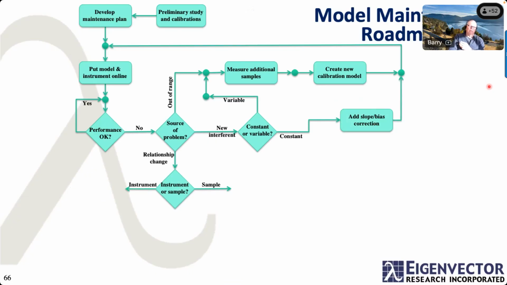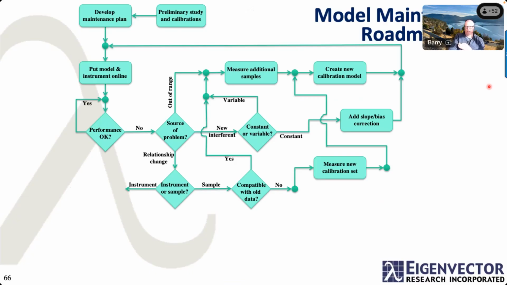Okay, what about a relationship change? Well, is it the instrument or the sample? If it's the sample, is it compatible with the old data or not? If things have really shifted, it might not be compatible, but if it's just a new variation that you can blend in with old variations, then you're back to measuring additional samples and creating a new calibration model. If it's not compatible with old data, then you're at the measure a whole new calibration set phase here, and then you have to create a new calibration model.